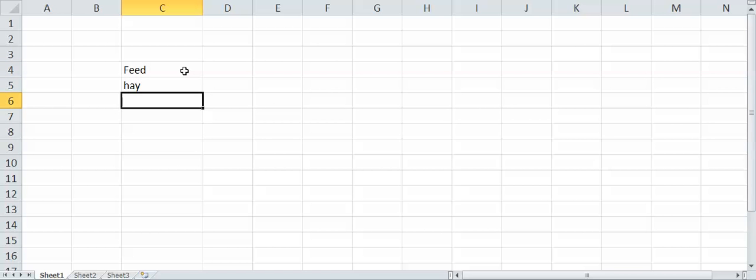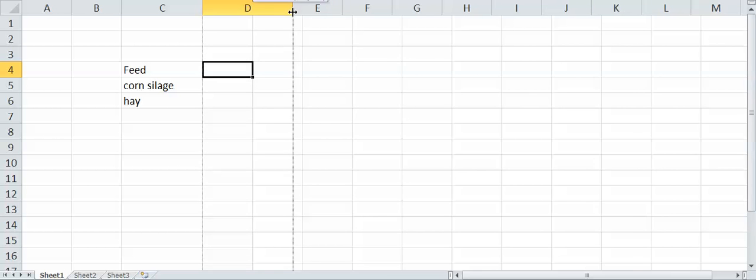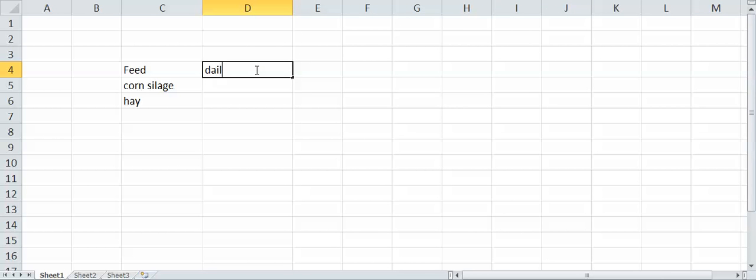So I'm going to label one row here, and we'll start with corn silage first. The second one, hay. Okay, now I'm going to call this column daily requirement. And per head of cattle, I need 30 pounds of corn silage. I need 5 pounds of hay.